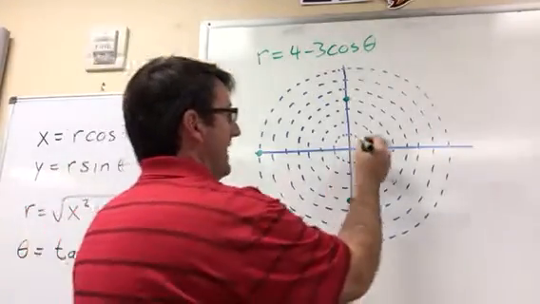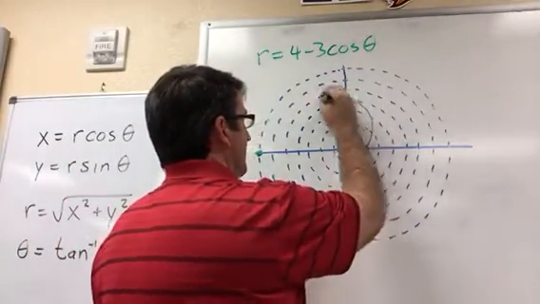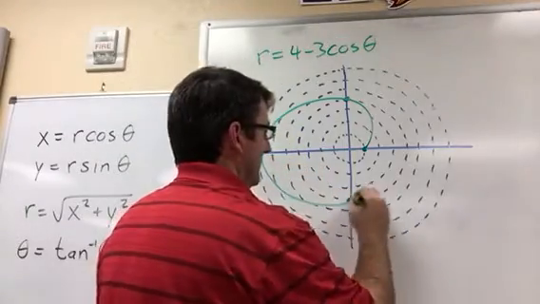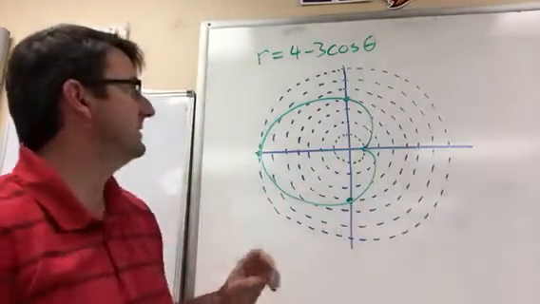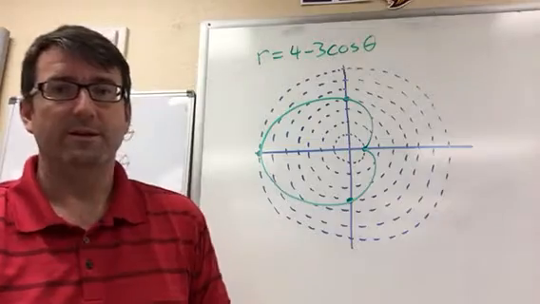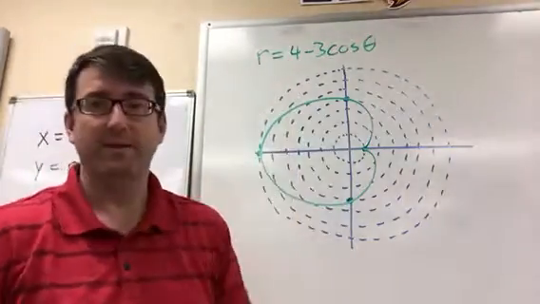And now we can draw that heart shape going through all of those points. And that's going to be the shape of this limaçon given by that equation.